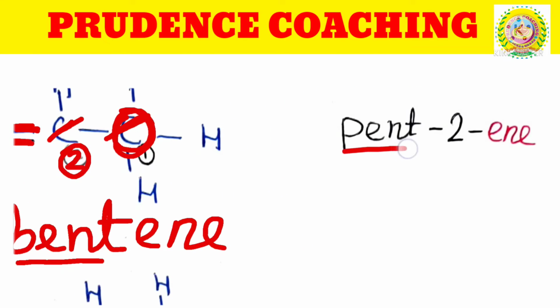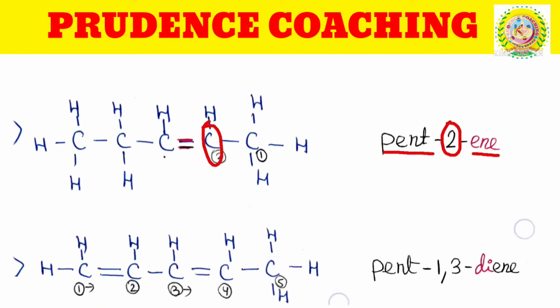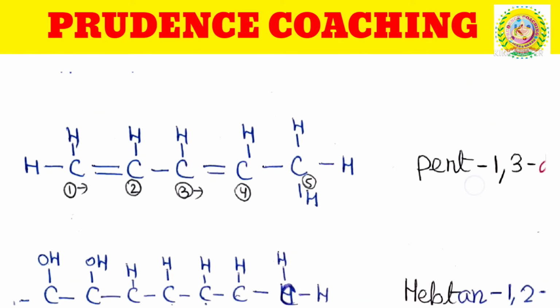So you will write pent first, then we will write the position, that is second, and ENE. In between number and symbol, or number and letter, always a hyphen will be given. So it is pent-2-ene. Now let us start with 27.